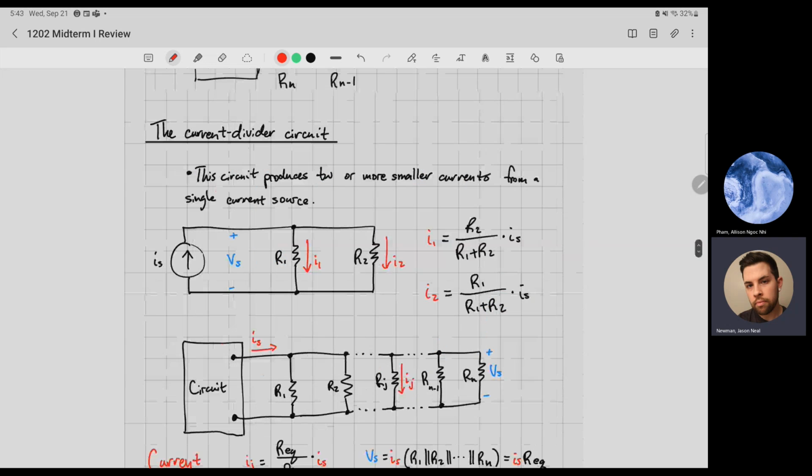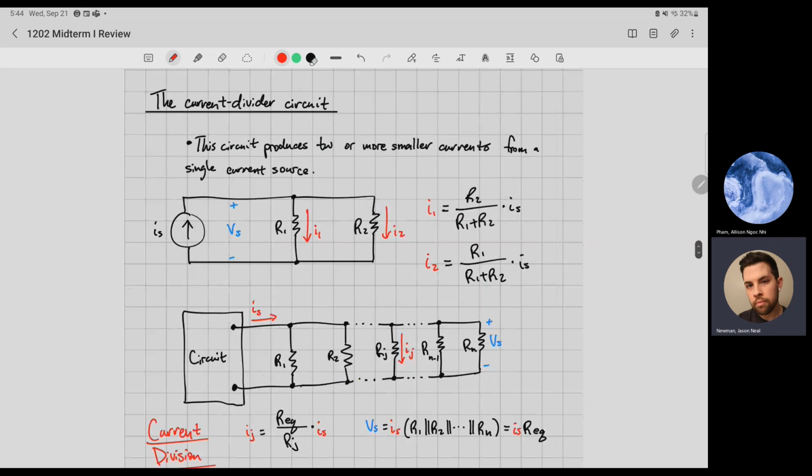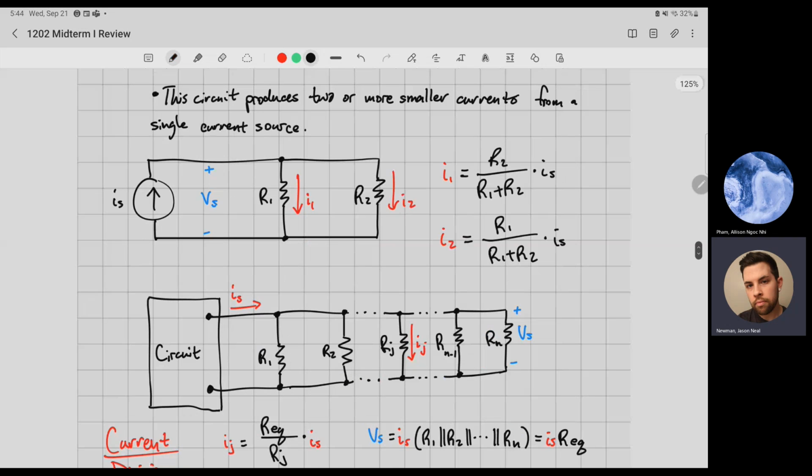A current divider circuit is a circuit that produces two or more smaller currents from a single current source. So if you have a current source here, this is what a current source looks like. It has the arrow in it. So you have a current source producing current. That means you're going to have one voltage across this entire thing, the voltage on top, and then you're going to have ground down here. So that's going to be 0 volts, and this is going to be whatever the voltage is.